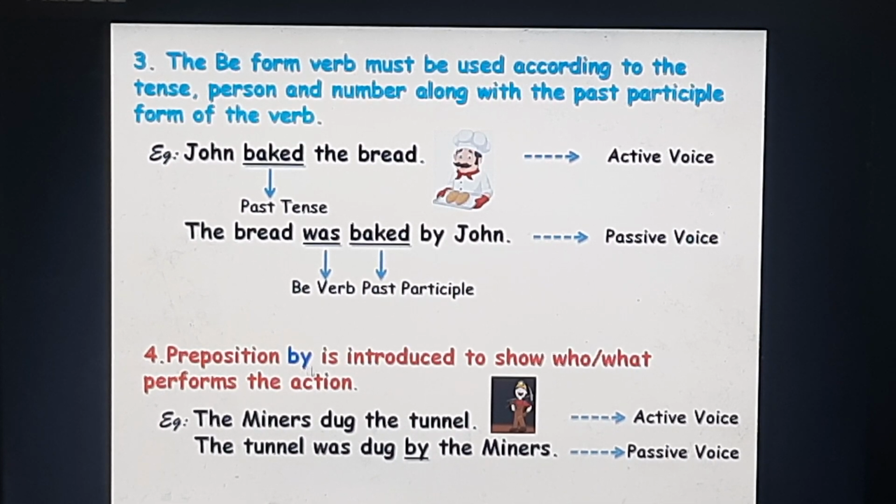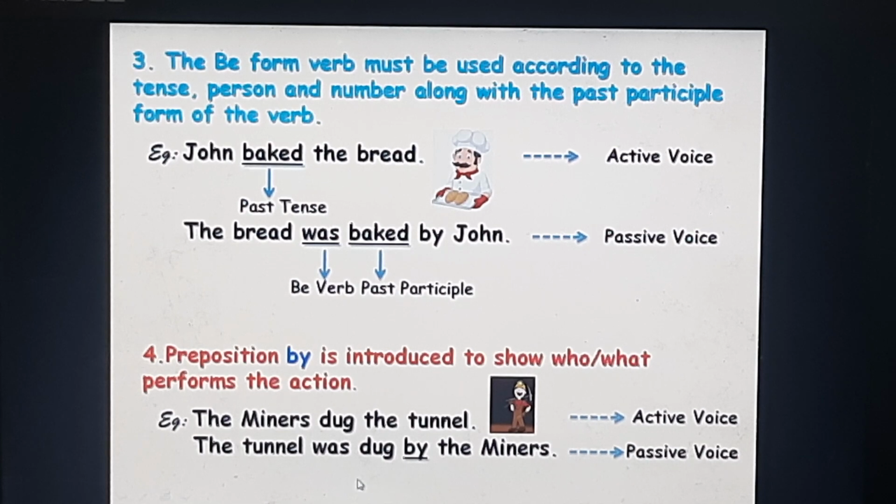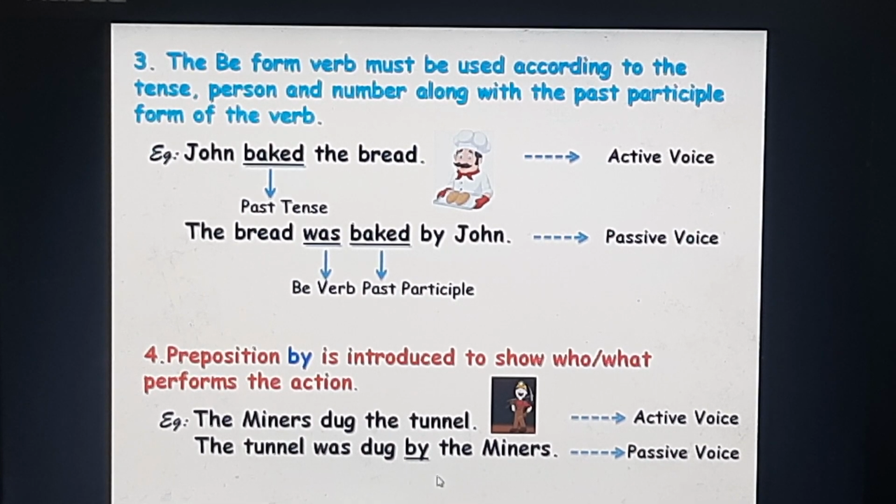Point 4, preposition by is introduced to show who or what performs the action. Example, the miners dug the tunnel, active voice. The tunnel was dug by the miners, passive voice. Here, by is introduced in the passive voice to show who or what is performing the action, the object.